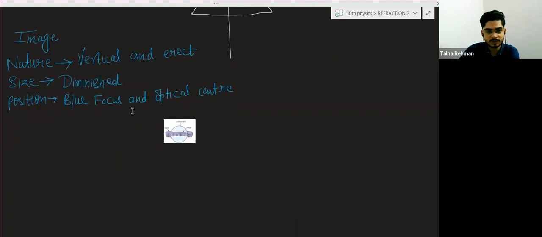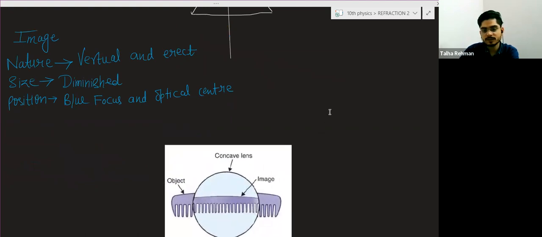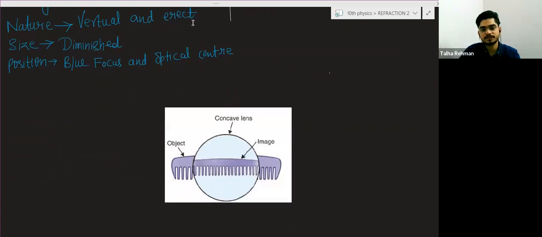So this is all about the image. This diagram I have taken just to give you the practical understanding. Suppose you have a concave lens and you are just watching this comb through the concave lens. When you look through the lens, the image of this comb will be smaller. So the object is this, and the image is this, and this is a concave lens. You can see here also the image is smaller than the object, and this image will be virtual also, and in between focus and the optical center.